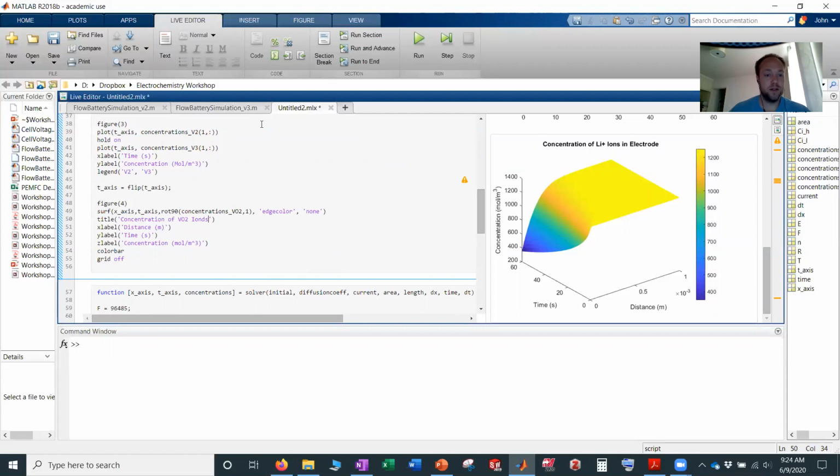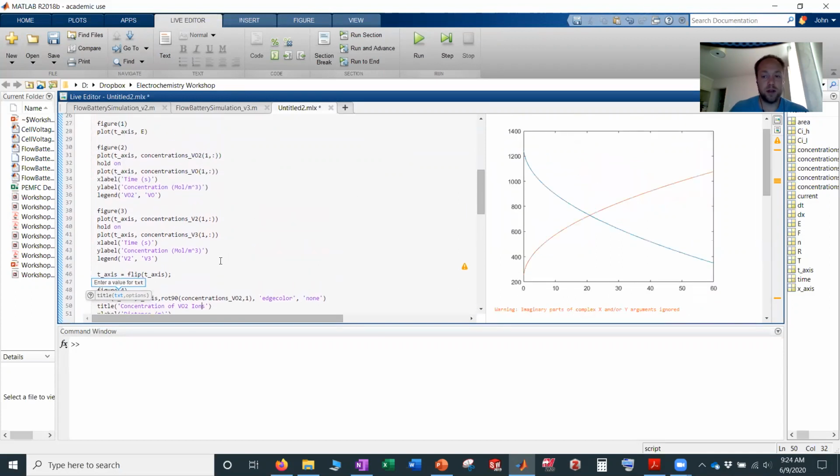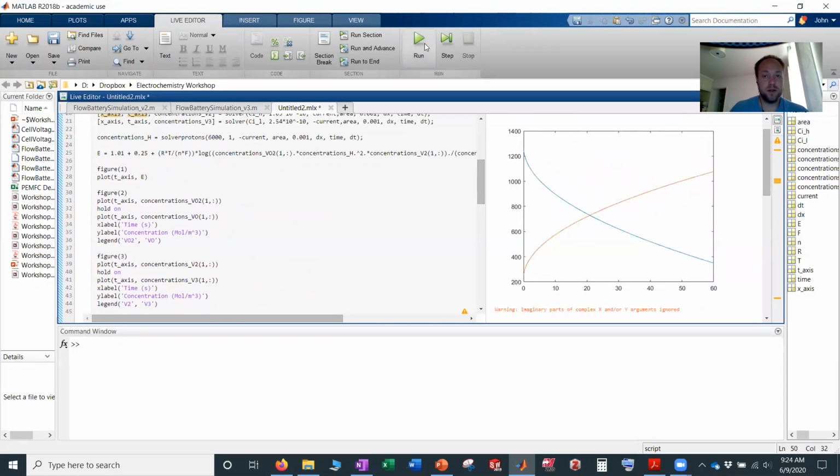All right, so I changed this to match this. So I think we're looking like we're in business at this point. Let's try running it. That way you can track the concentration of everything.